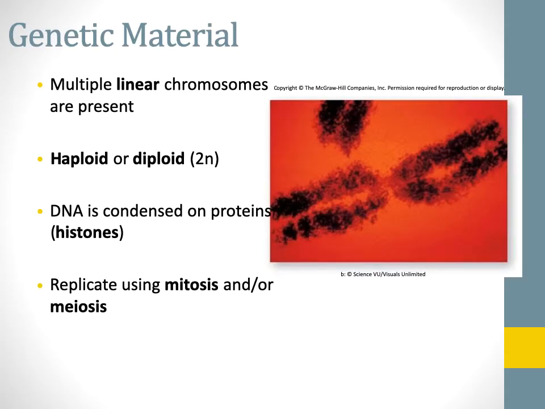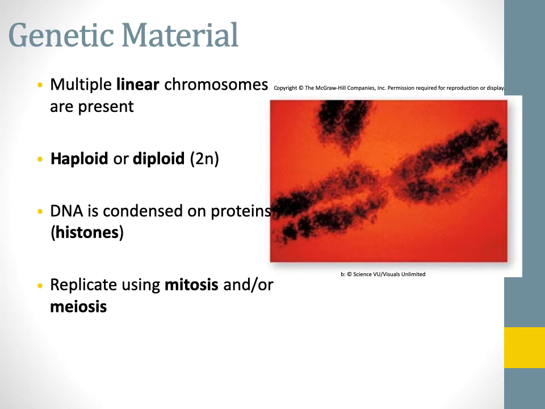If we look at the chromosomes in a eukaryotic organism, we're going to have linear chromosomes, and generally there are multiple chromosomes. The more evolved, complex the organism, the more chromosomes they're going to have. There are organisms that are haploid and diploid. So diploid is going to have a 2N state, haploid is going to have a single N.